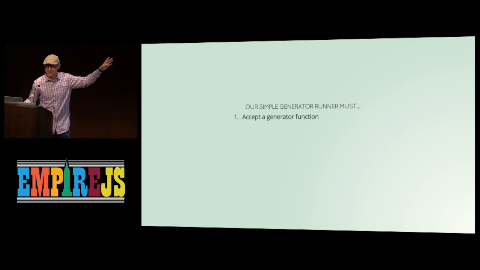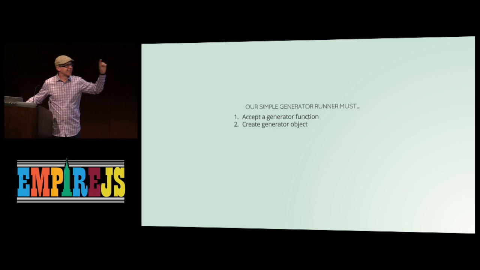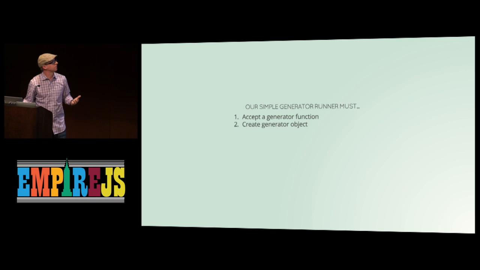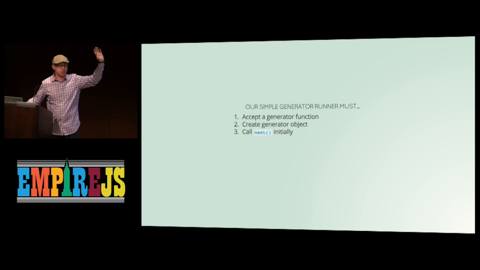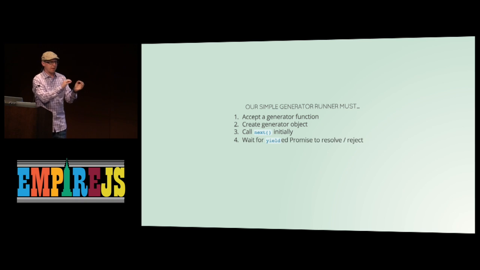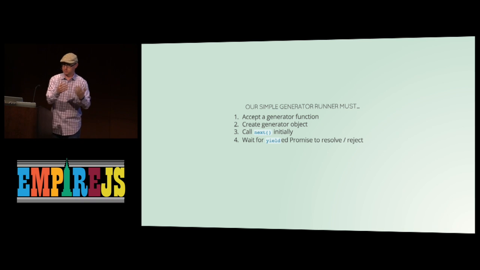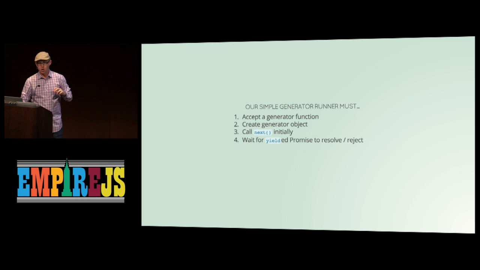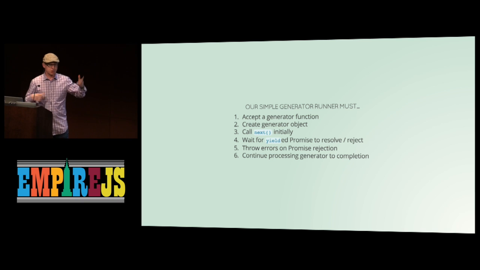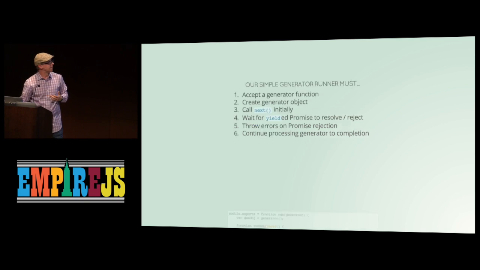So the first thing that our runner needs to do is create a generator object. The second thing it needs to do is call next, right? So accept a generator function, create the generator object, call next that first time. When we get a promise yielded inside the generator, so something like our read file method, when it yields a promise object, it's going to wait for that promise object to resolve or reject. If it rejects, we'll throw an error. If it resolves, then we'll just keep going and go on to the next yielded promise. And this is what that might look like.